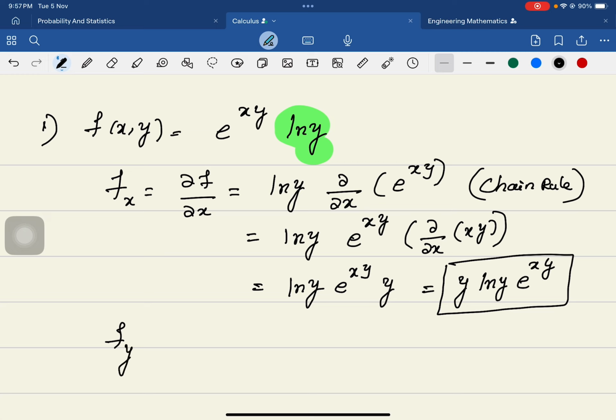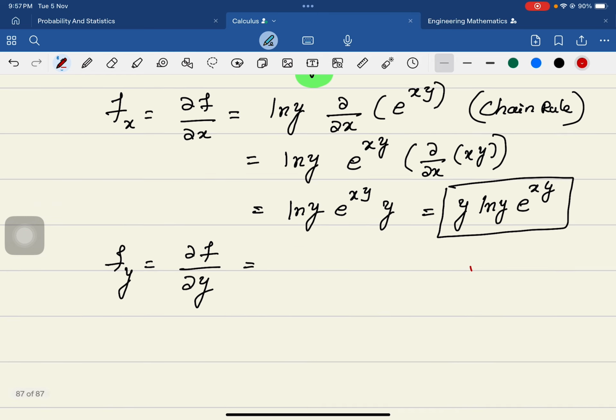Now we need fy, let us say. That is given by dou f by dou y. Now look at this problem. In this, you have got both the terms here. So there is a product of e power xy and ln y. Both the terms are having y. So here which rule do we have to use? We have to use the product rule. Let us write down the product rule here.